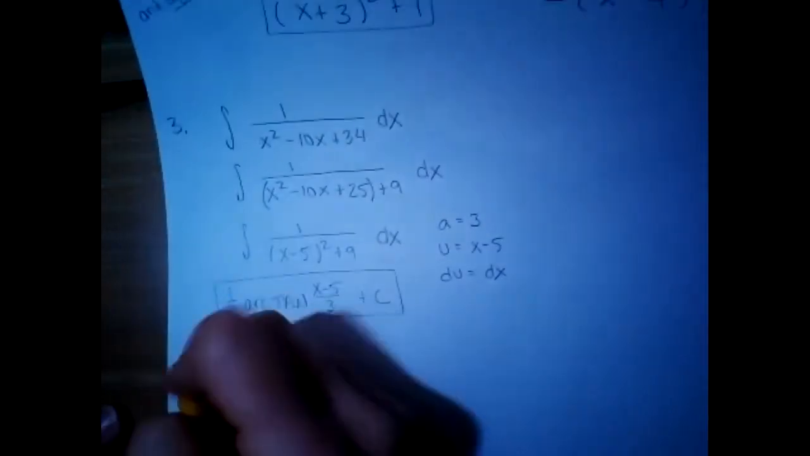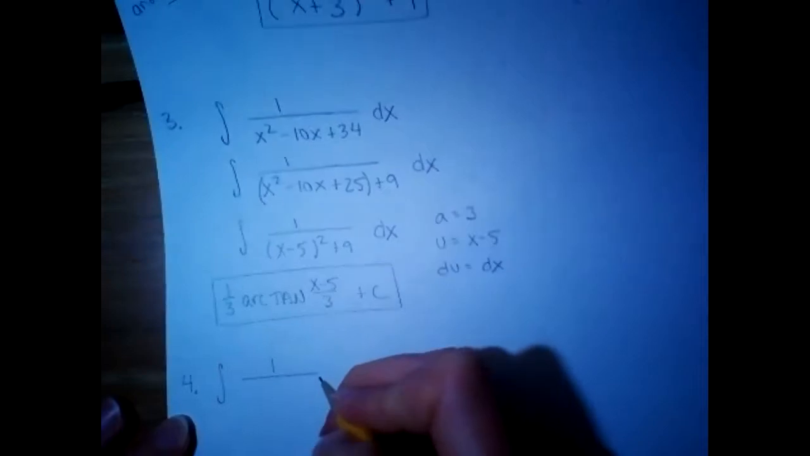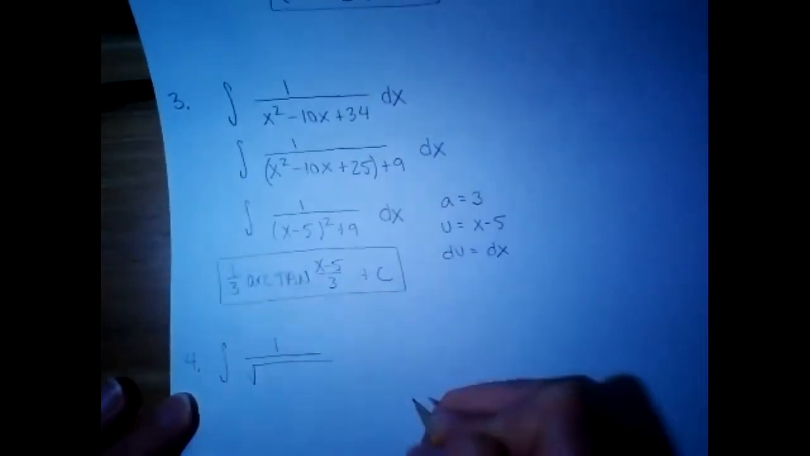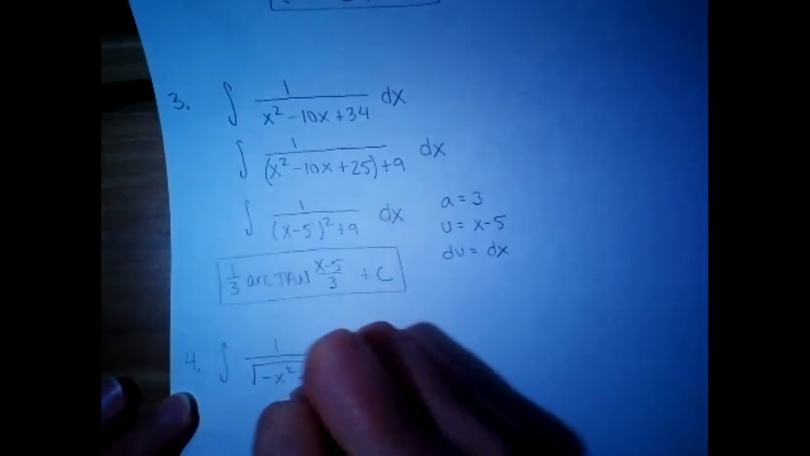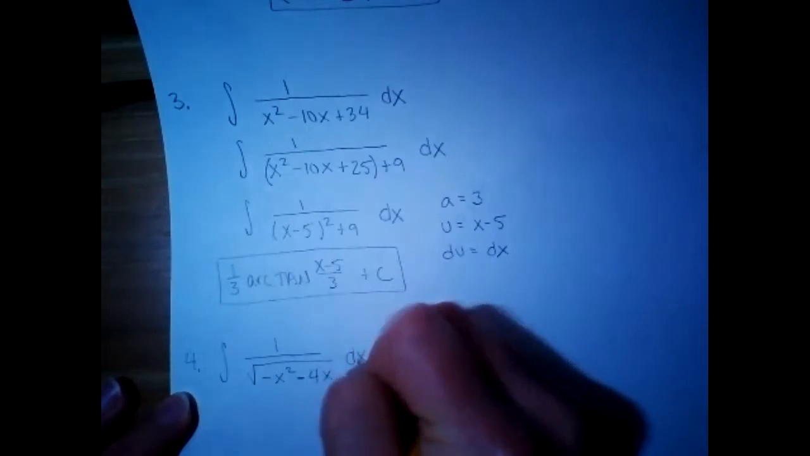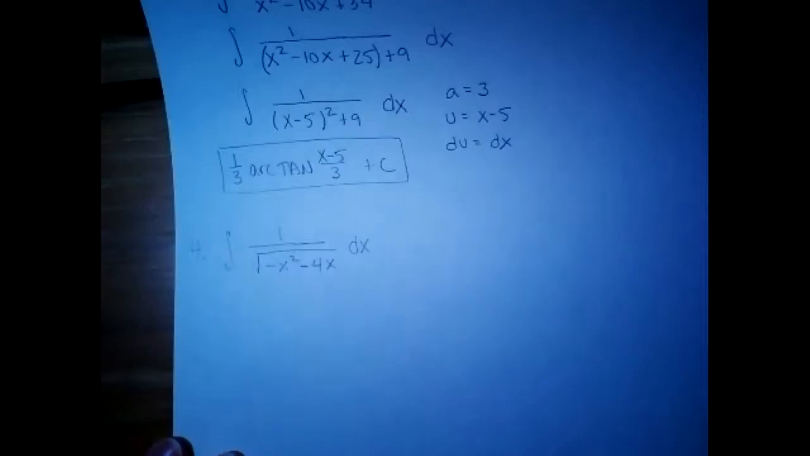All right, so we're just going to try one more. And so already, before I even touch this problem, it's going to be arcsine because there's a square root and there's not something else in front of it. So this is going to be arcsine, just as a heads up.